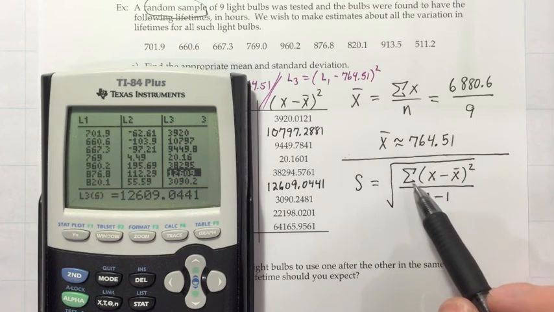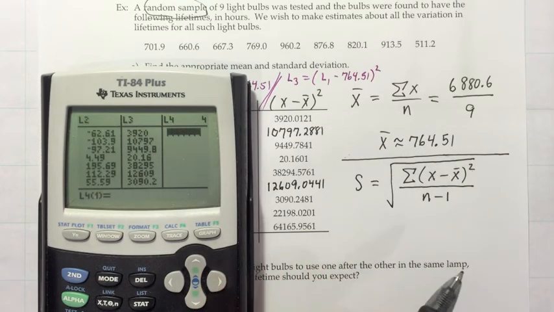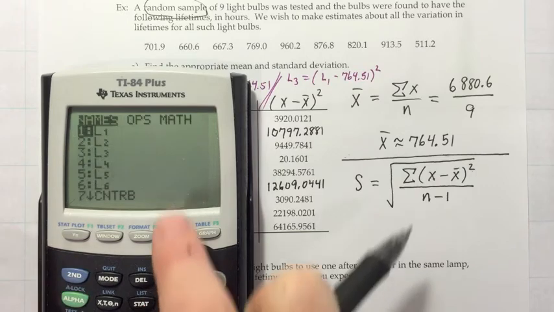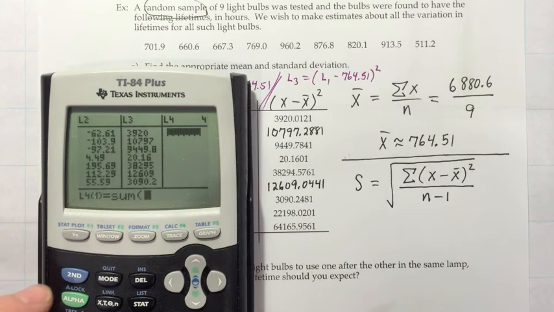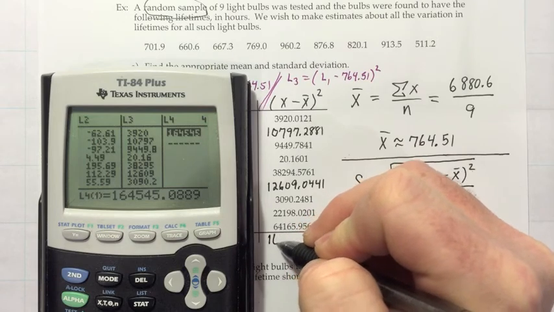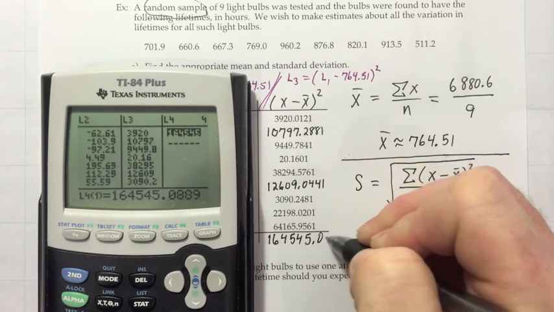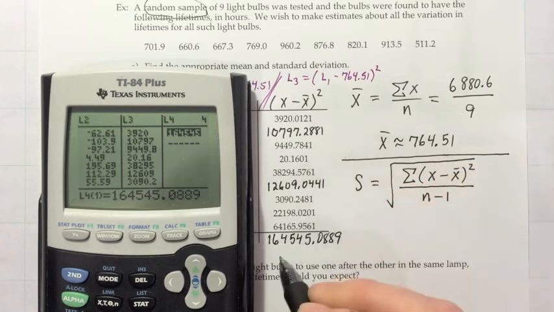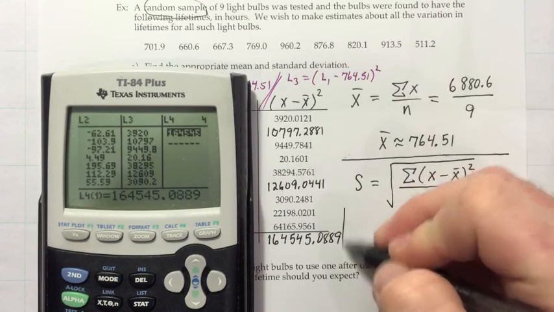And what I want now is the sum of those deviations. So I'm just going to arrow over one spot, go to my list menu, do math. I want the sum, and that data is in L3, so second L3, and highlight it so I can see all the digits. And the sum is 164,545.0889. And so that number right there is the numerator I need when I compute S.